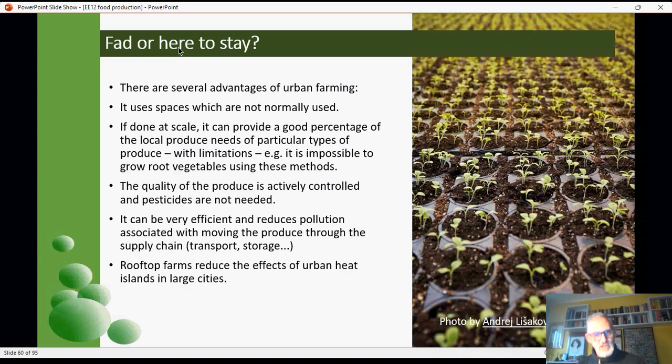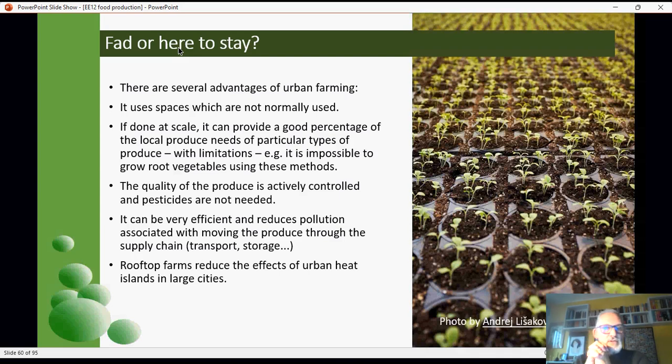And some things can't be grown, at least not yet. So, for example, you don't get carrots and root vegetables grown by this method. However, salads and stuff, if you're into salads and that sort of thing, there's lots of possibilities here. It can be extremely efficient, particularly when you look at the whole carbon footprint of these farming activities.